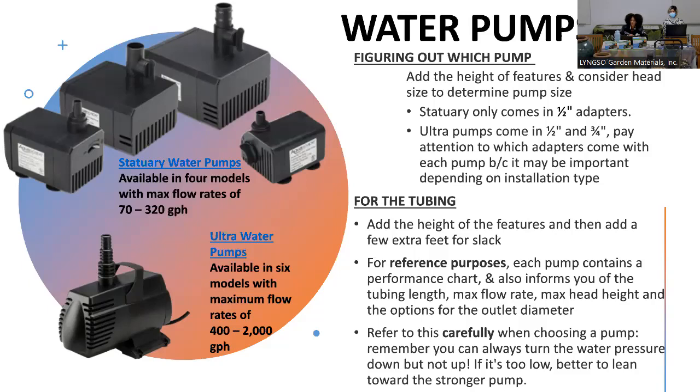For the tubing, when you're measuring the piping that goes from the pump into the fountain and then out the exit point, you'll want to add the height of the features and then add a few extra feet for the slack that's needed to connect it to the pump. For reference purposes, each pump does contain a performance chart that shows you the recommended tubing length, the max flow rate of the pump, the max head height, and options for the outlet diameter.